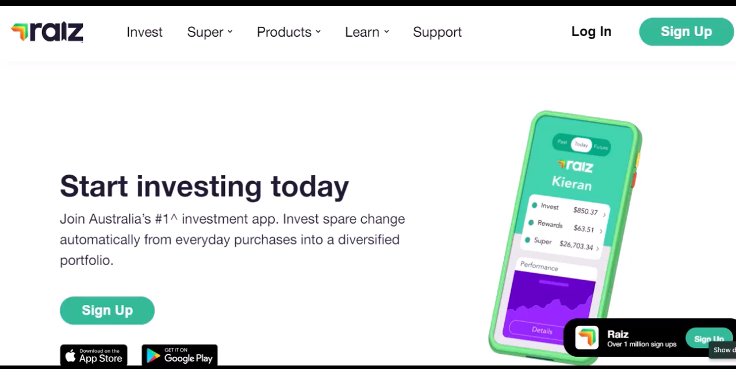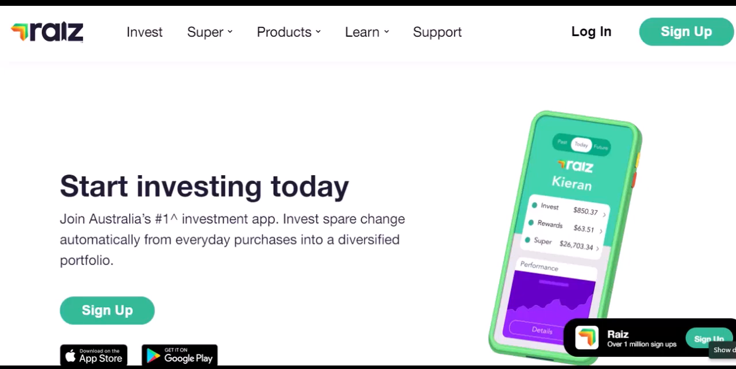We all know investing is about growing your money, but without understanding the tools that show you how you're doing, it's like trying to navigate a city without a map. Today, we're going to change that. We're going to demystify the Raiz graph, turning those squiggles into clear, actionable insights.